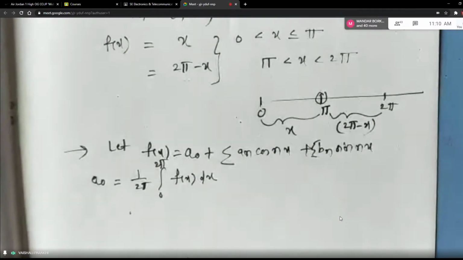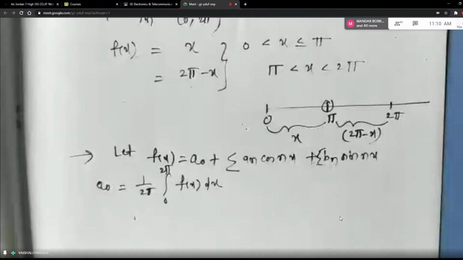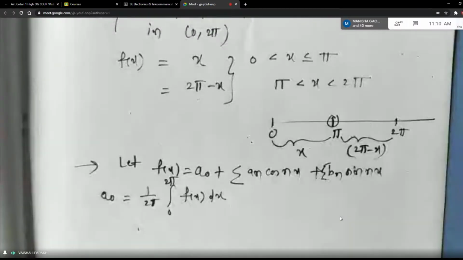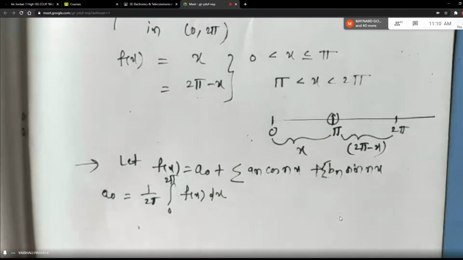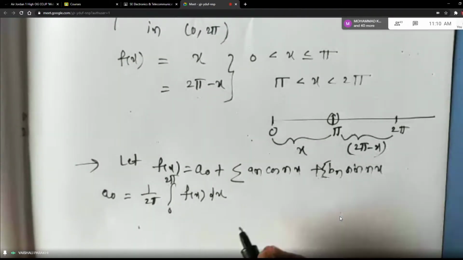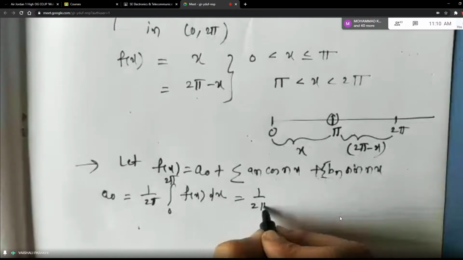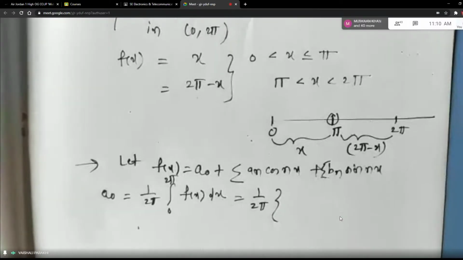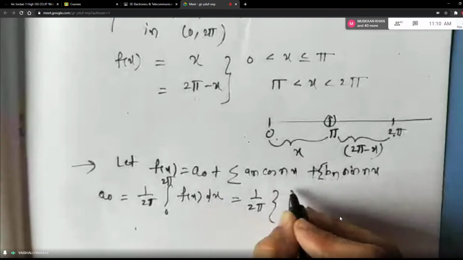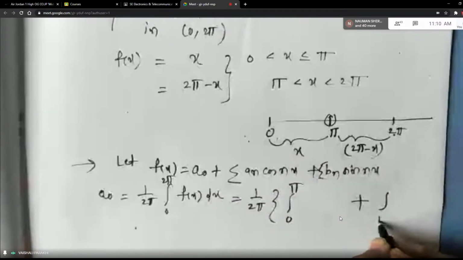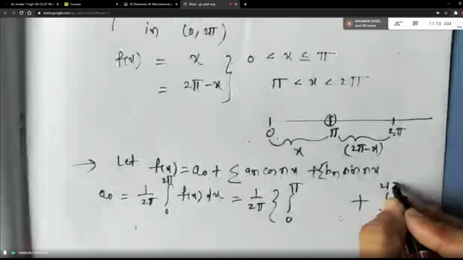Okay. Now see students, our f of x is not a single function like the previous one. In the previous problem what we did, we directly replaced f of x by x square and started integration. Now here you have to take care of splitting. So see what I'm doing. 1 by 2 pi I am keeping the constant as it is. Now the 0 to 2 pi integral I'm splitting as 0 to pi and pi to 2 pi. See whether all of you understood this.